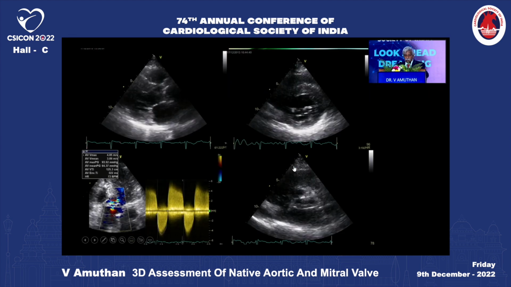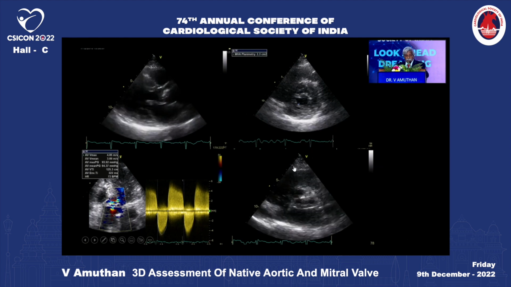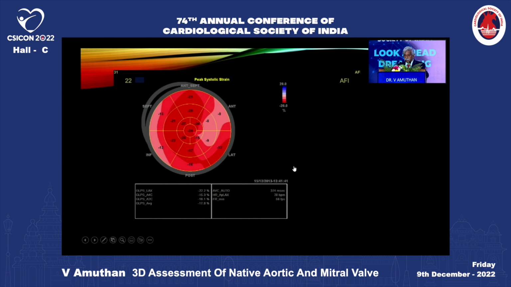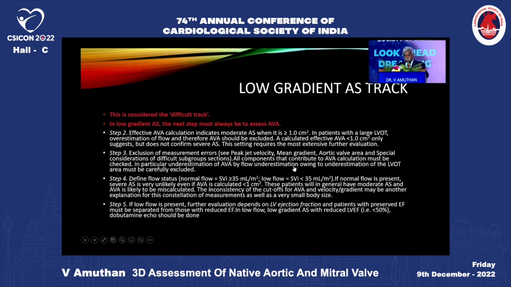And coming to the second case, this is aortic maximal gradient 93 and mean gradient 54, and ejection fraction was 52%, and this is high gradient aortic stenosis, and the GLS is minus 17. So these are the areas where there is clear cut agreement.